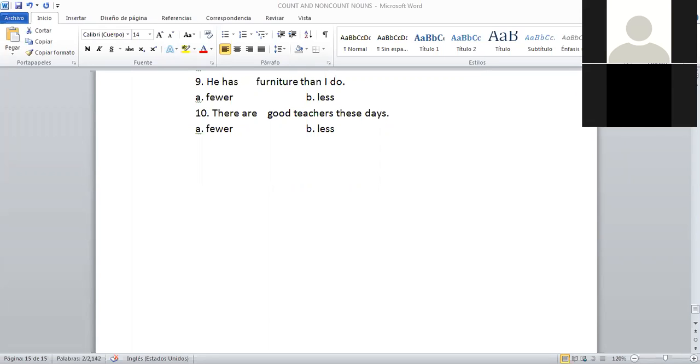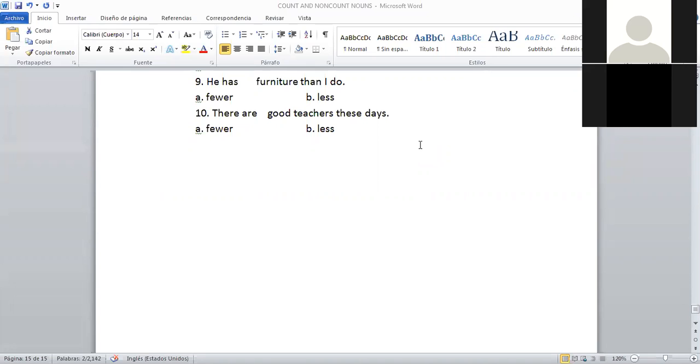Okay, now, in indirect questions, is, are, was, or were comes after the subject. That is when we have the verb to be. So we move the verb to be in the present or in the past after the subject. In the direct questions, they are before the subject. And in the indirect questions, they come after the subject.